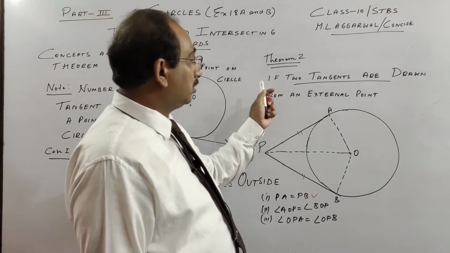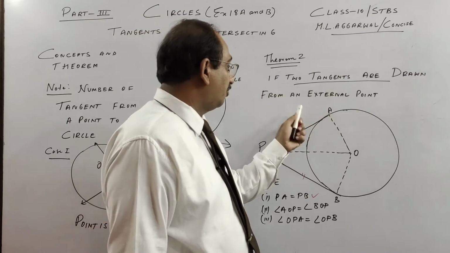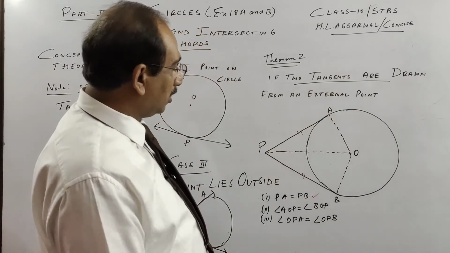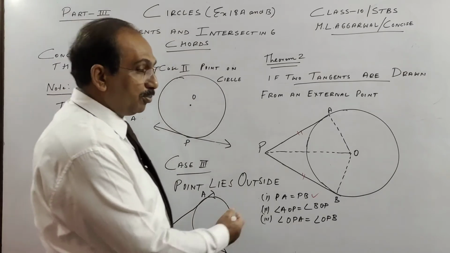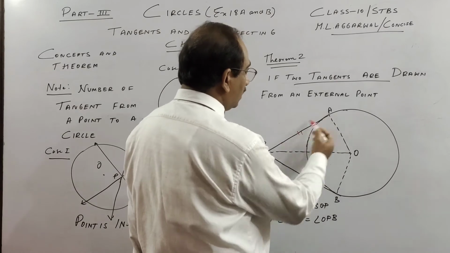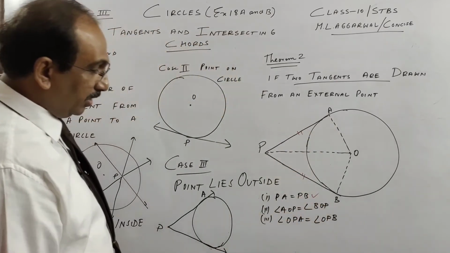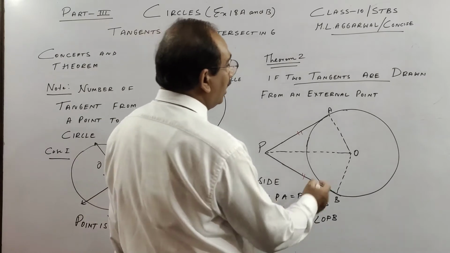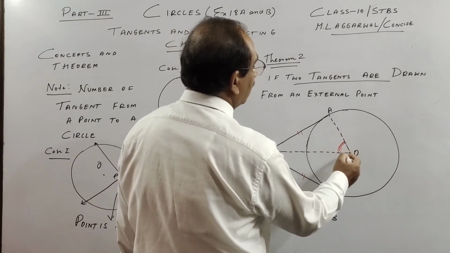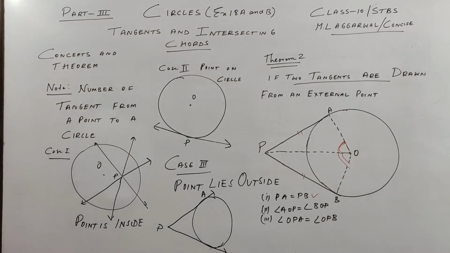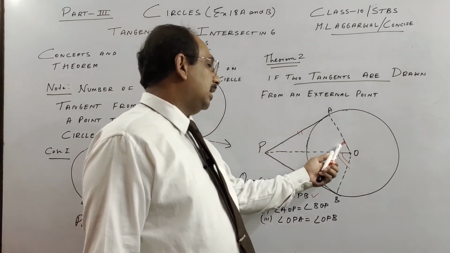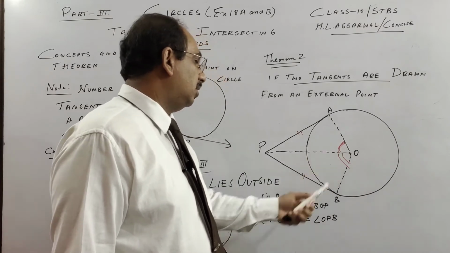So the second theorem: if 2 tangents are drawn from an external point, there are 2 tangents possible. I told you there is one tangent here and none over here. So what we have to prove is, first, the lengths of the tangents are equal. Second point, if you see AOP, this angle is equal to this angle. How do we say it? The tangents subtend equal angles at the center.